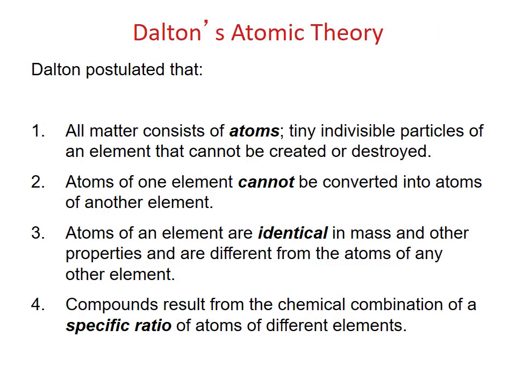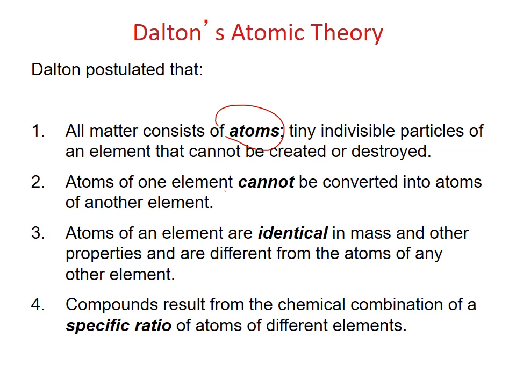Through experiments, scientists discovered many laws and principles. In 1808, a major breakthrough came when Dalton postulated his atomic theory. The theory says that all matter consists of atoms. Atoms are tiny, indivisible particles of an element that can't be created nor destroyed. Atoms of one element can't be converted into atoms of another element. Now, this postulate is correct under most circumstances, but may not be right for nuclear reactions.